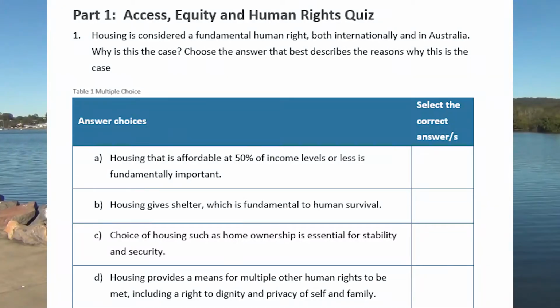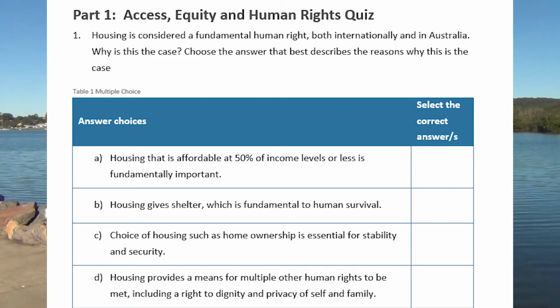So just looking at this first question. A says that housing that is affordable at 50% of your income level or less is fundamentally important. So yeah, that makes sense. And we certainly hear those arguments about what proportion of a person's income should be paid on housing. And we certainly know the private rental market is astronomical and would be reaching that 50% mark for many people, particularly if you're on some sort of government payment, or in low-paying jobs. Yeah, we all know that the rental market is high, the cost is high.